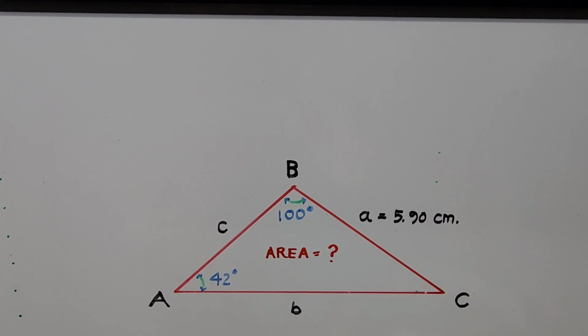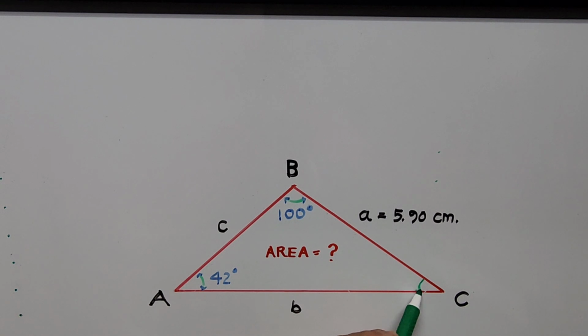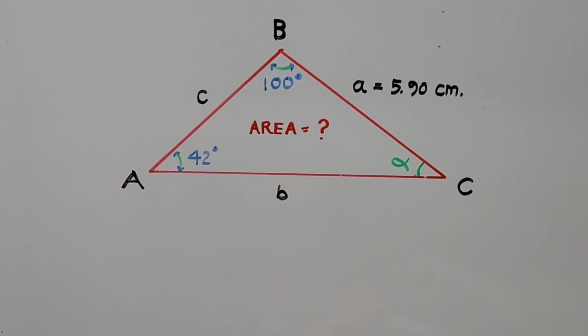To calculate the area of the triangle, we need at least two sides of the triangle and one included angle. So we'll be finding the value of side B by using sine law, and then calculate angle C, which we indicate as angle alpha. Now we're going to calculate the value of side B by using sine law.